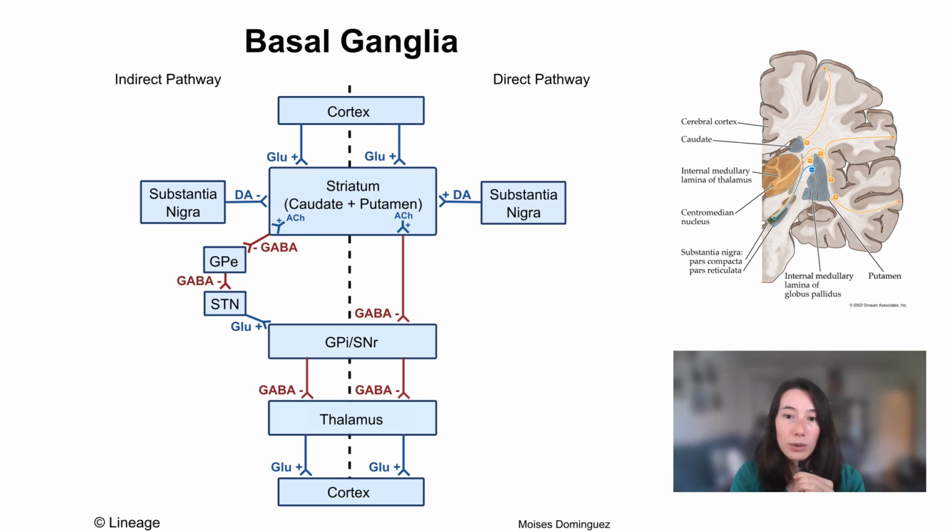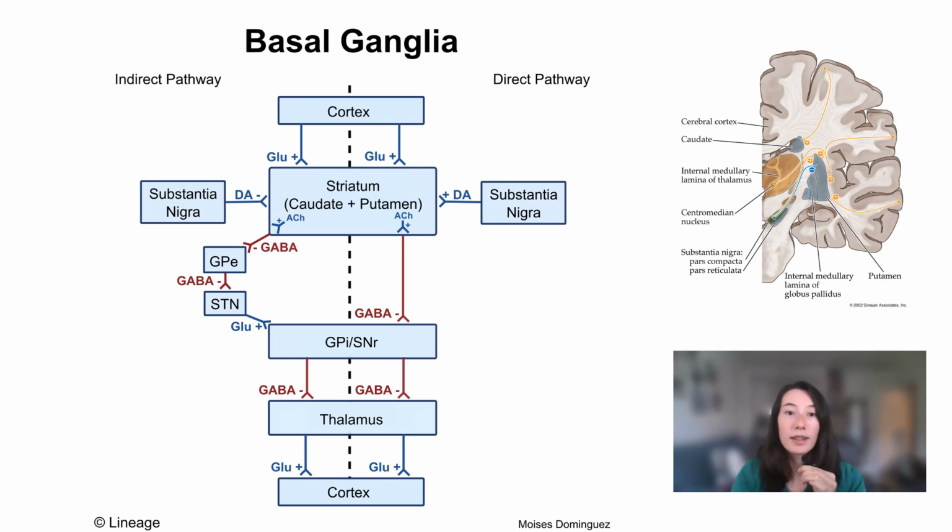Again, direct pathway, it's excitatory, meaning yes, I want to elicit a movement. The indirect pathway, if it's activated, means that no, I do not want to elicit a movement. I want to inhibit it. Both of these pathways are important. They have to work together to make movements occur the way that we want them to.